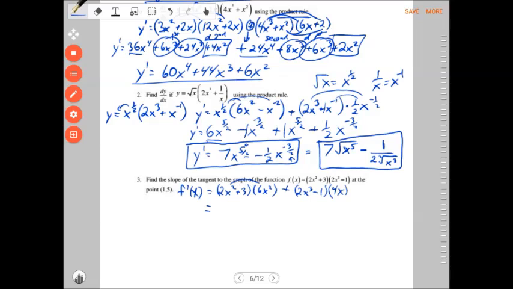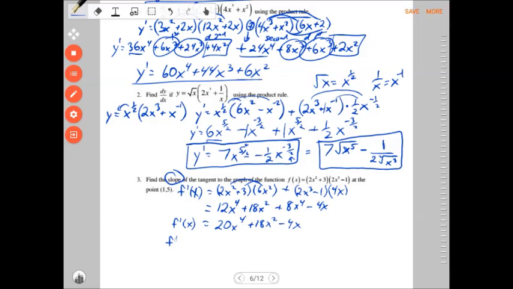So if we distribute that, we're going to get 12x to the 4th plus 18x squared, and then this one is going to be plus 8x to the 4th minus 4x. So then we're going to get 20x to the 4th plus 18x squared minus 4x. So there's our derivative function. And again, we didn't necessarily need to do that for this particular question because it just wants slope, but I know that this is coming up, so it's not a bad thing to practice.